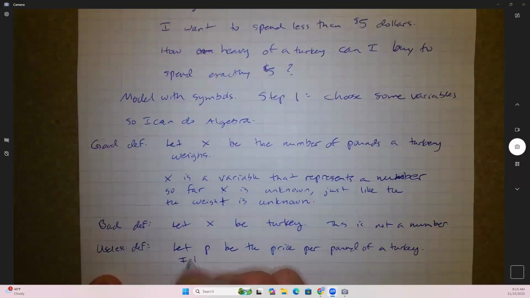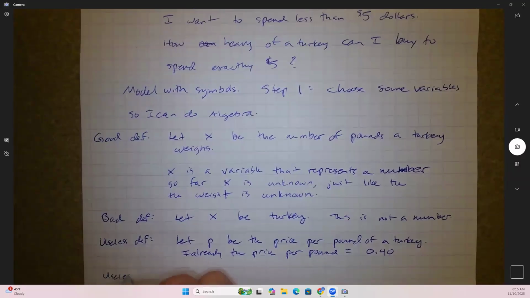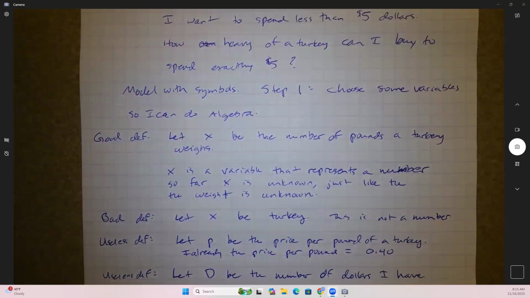I already know the price per pound. Why am I going to replace a number with a variable if I already know the number? It's just going to make my work harder. It would also be useless to say, let D equal the amount of dollars I have. Let D be the number of dollars. All right, that's not very useful because I know I have $5.